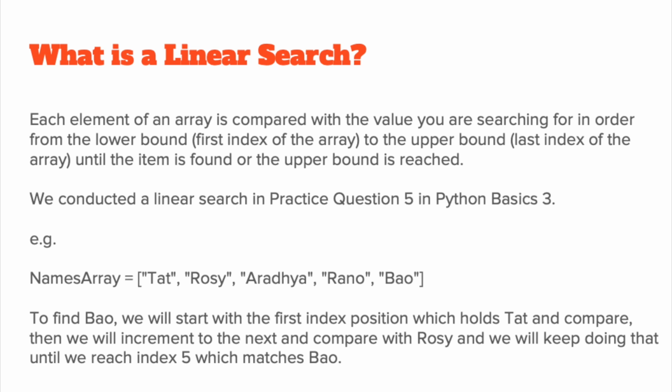Now, we've already conducted a linear search in practice question 5 in Python Basics 3, and the example is on screen. We had a set of names, and you had to find Bao, so you compare Bao with Tat, it's not it, then with Rosie, it's not it, and so on, until you find that particular name later on in the list. So linear searches are very easy to implement.